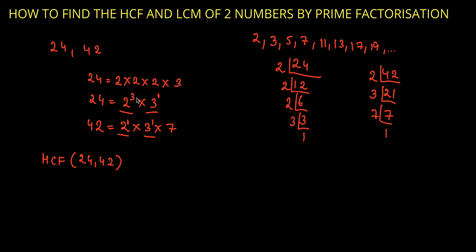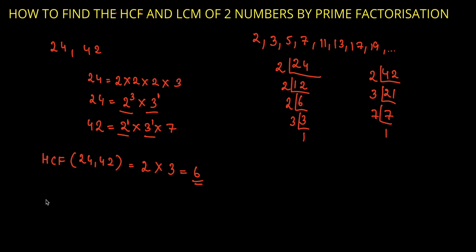Now, among the common bases for HCF, you want to select the lesser power. So we have 3 and 1, so we select 2. And here both the powers are 1 itself, so we can directly take it as 3. So 2 into 3 will be 6, and 6 is the HCF of 24 and 42.